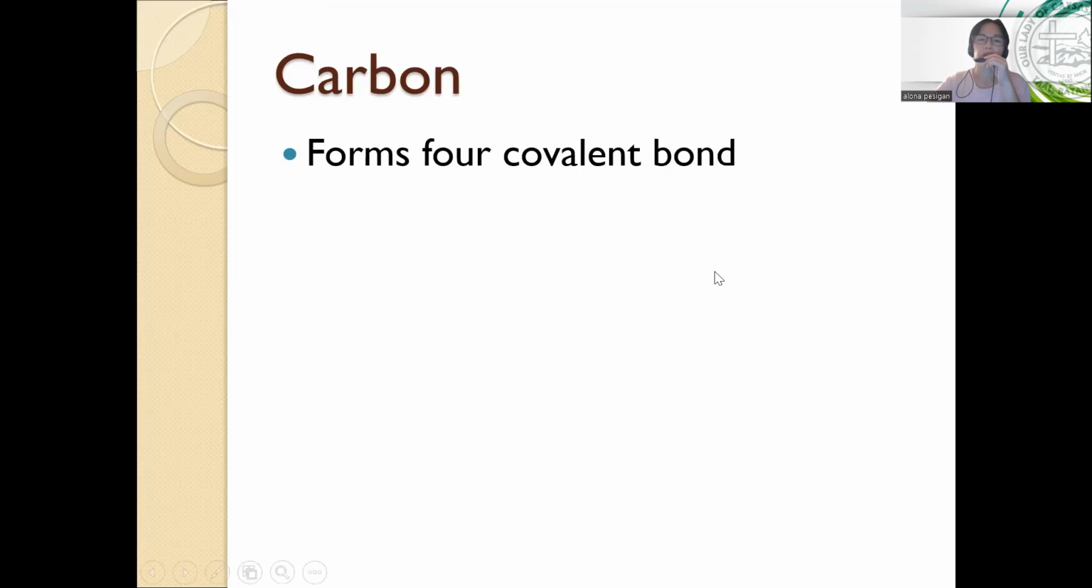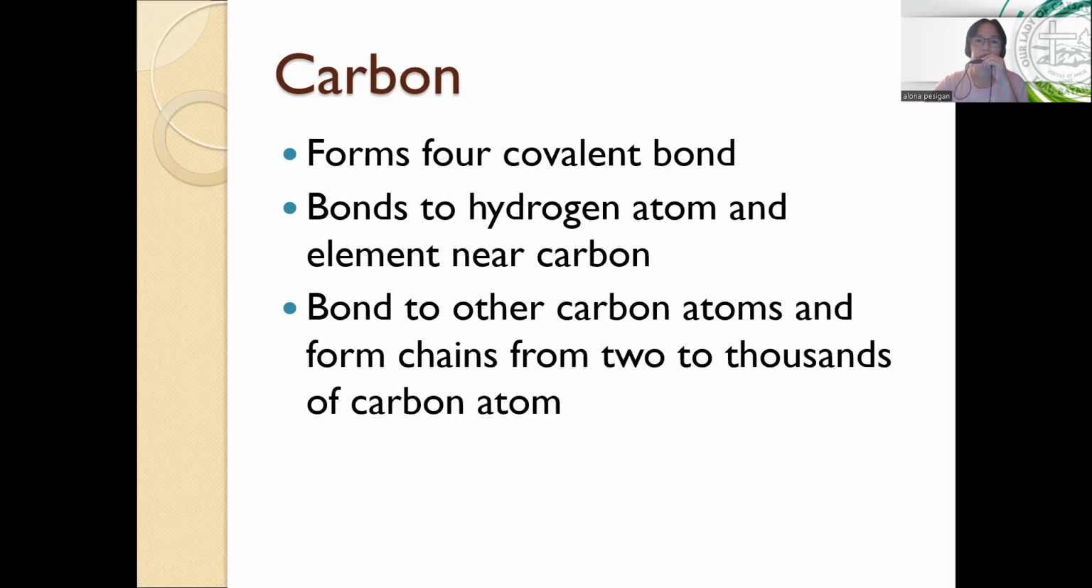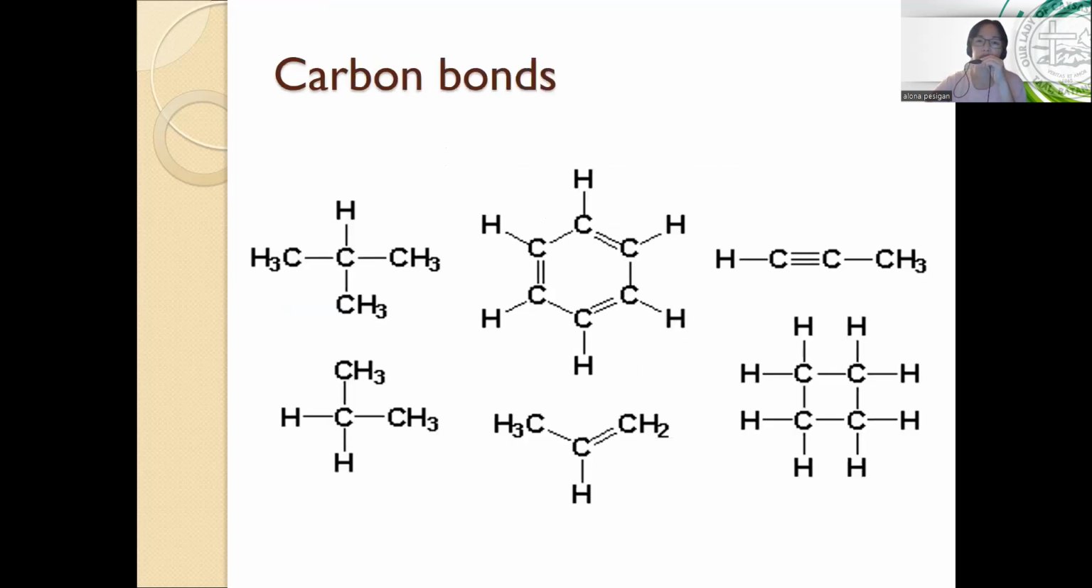So why is carbon so special among the list of elements or atoms? It forms 4 covalent bonds. It bonds to hydrogen atoms and elements near it, bonds to other carbon atoms, and forms chains from 2 to thousands of carbon atoms. So they form complex branched chains, rings, and even cage-like structures like this.